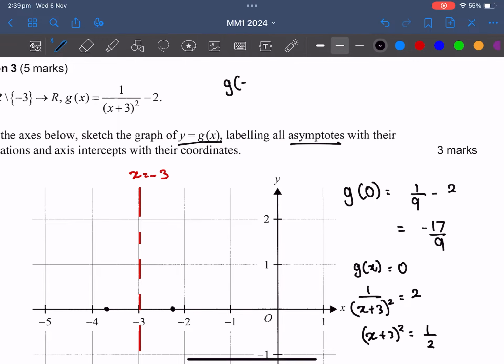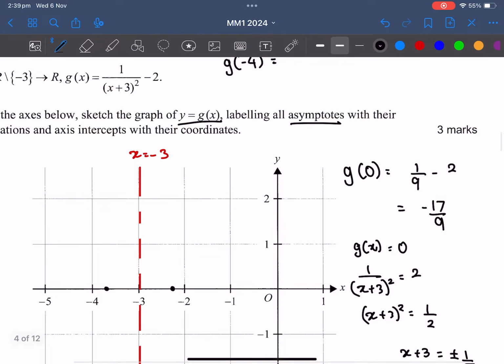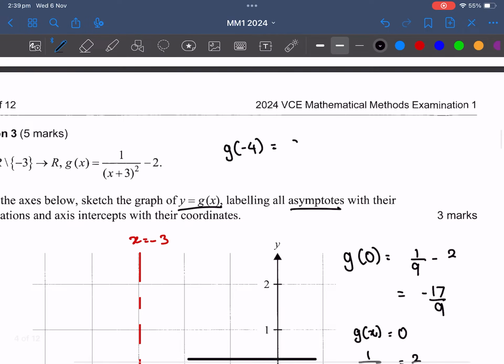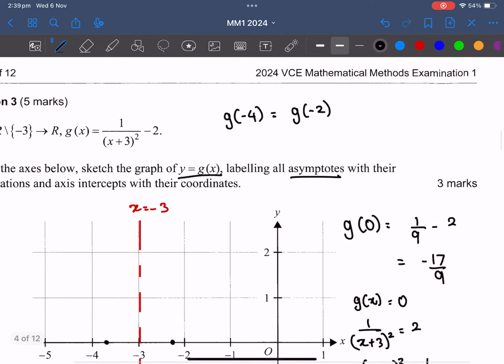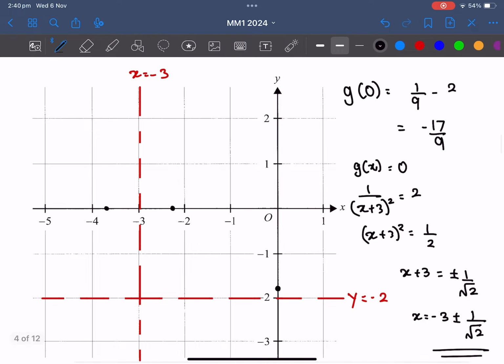So g of -4 is going to be equal to, g of -2 as well. So g of -2, I believe, which is going to be 1 on (-2 plus 3) is 1. 1 squared is 1. So 1 minus 2 is just -1. So -1. So our values are going to be here and here. Okay, so that is our truncus.